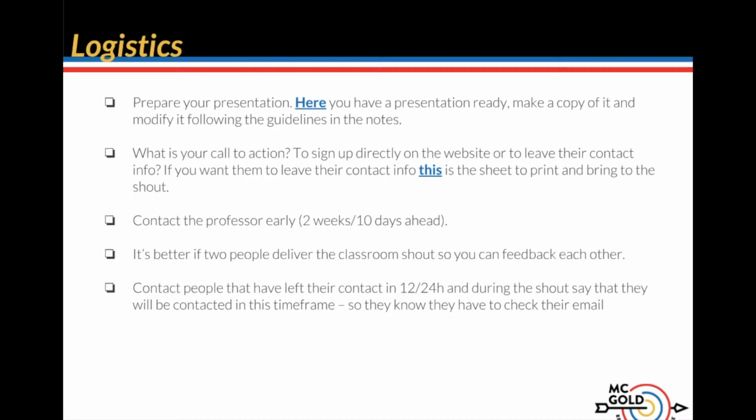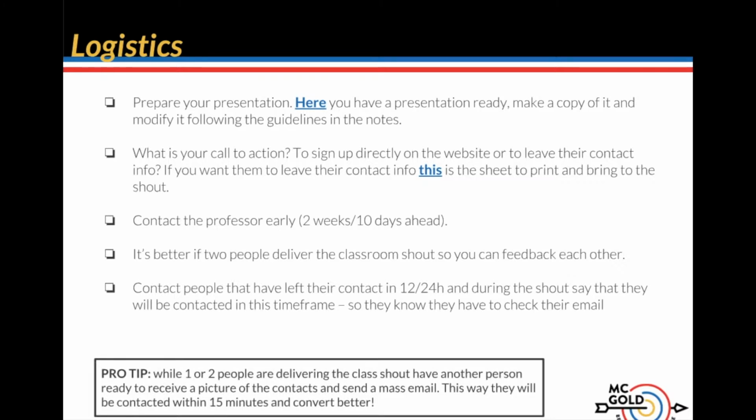So either you're fast in contacting them and reminding them about what you talked about in the class shout, or you've probably lost most of those people. So that is very, very important. And just let them know that they will be contacted. Like, if you're going to email them, just let them know, okay, if you left your email here, then make sure to check it in the next 24 hours so you can see if you got an email from us.